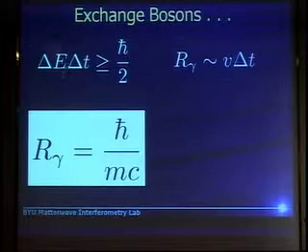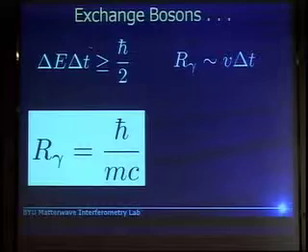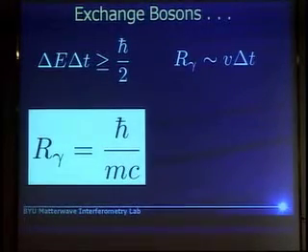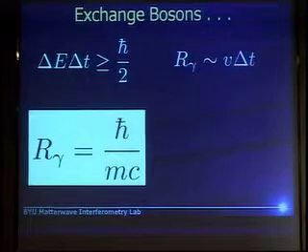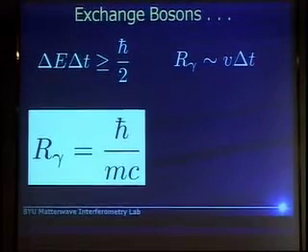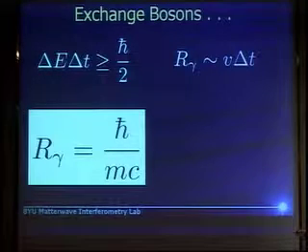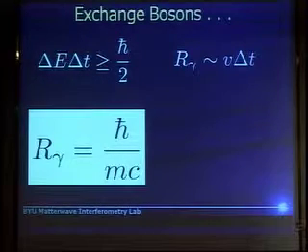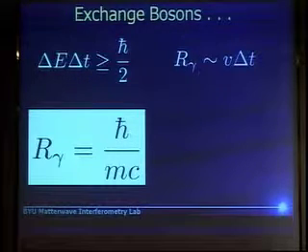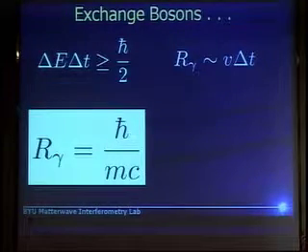The amount of energy you have to steal limits the time that the virtual particle can exist, and the amount of energy you have to steal to make your virtual particle depends on the mass of the particle you're making, right? So when you go through and calculate it, you find that the range of the Coulomb force is going to be h bar over mc, where m is the rest mass of the photon.